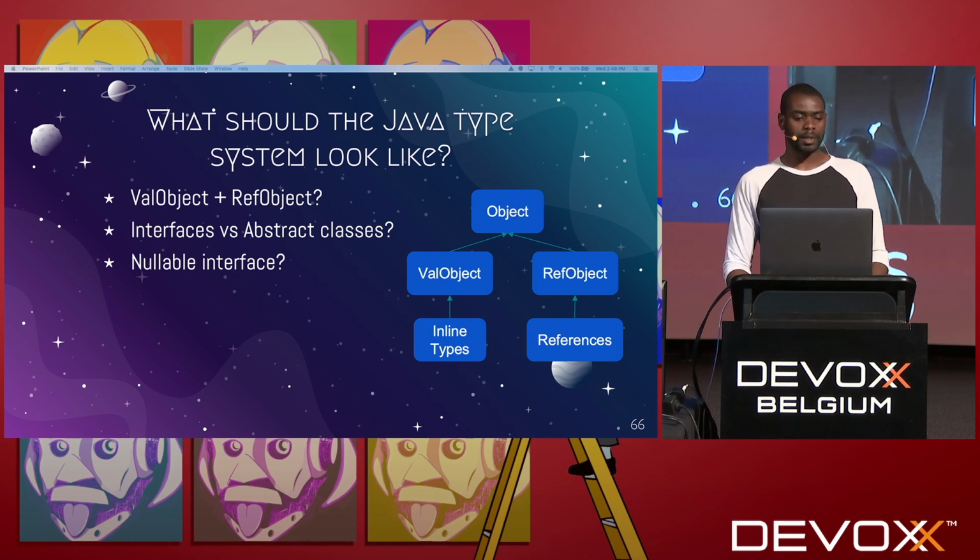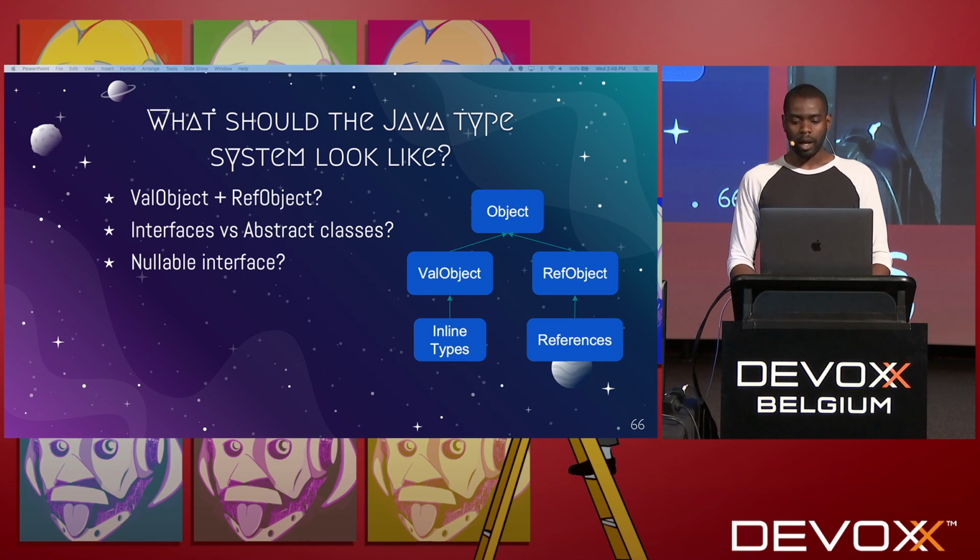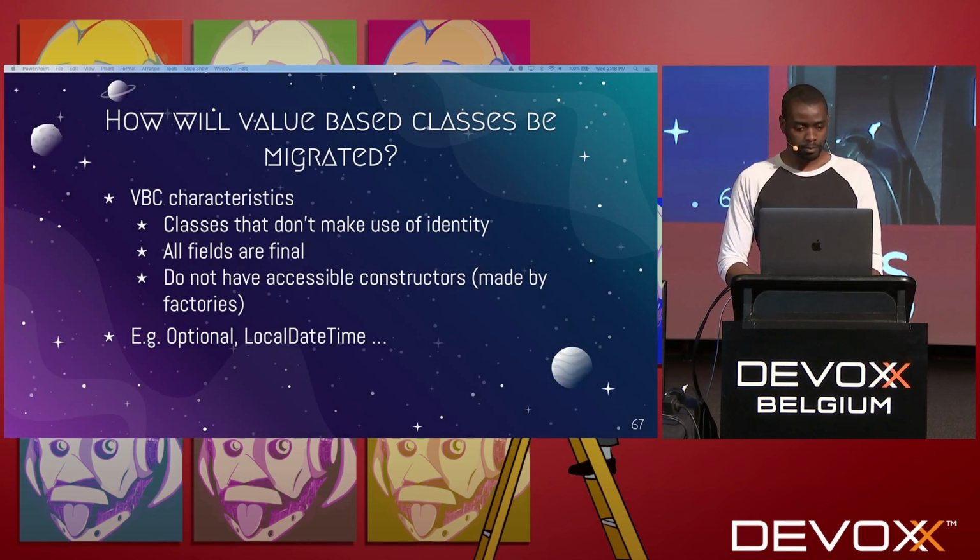Then, should these types be interfaces or abstract classes? Abstract classes are nice because they let inline types define behavior by simply overriding, and so all inline types get that behavior. But replacing all existing superclasses with RefObject will be very difficult, as there's a lot of code out there that does these kinds of checks and expects to see java.lang.Object. So these are some of the things that are still being looked at.